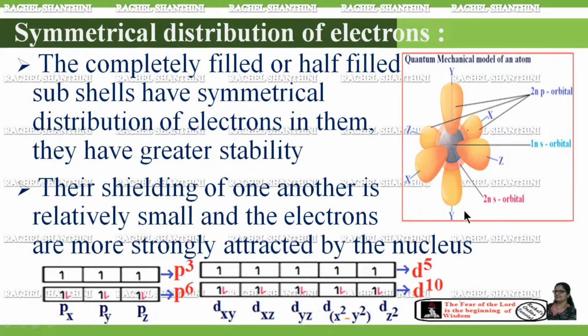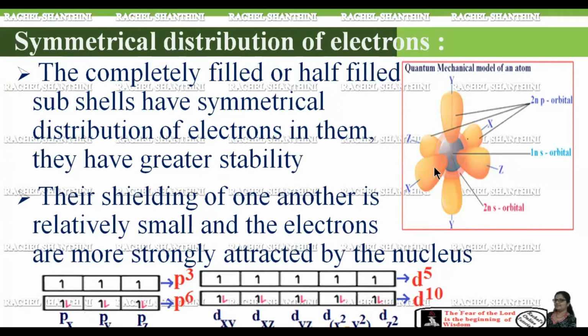For example, if you take the degenerate p orbitals such as px, py, and pz, these dumbbell shaped orbitals, right? What is the meaning of degenerate orbital? Degenerate orbitals means they have equal energy, but the only difference is the orientation, right? Here the px orbital in the x direction, py orbital in the y direction, and pz orbital in the z direction, right? And due to the symmetrical distribution, the shielding of one another is relatively small and the electrons are more strongly attracted by the nucleus.